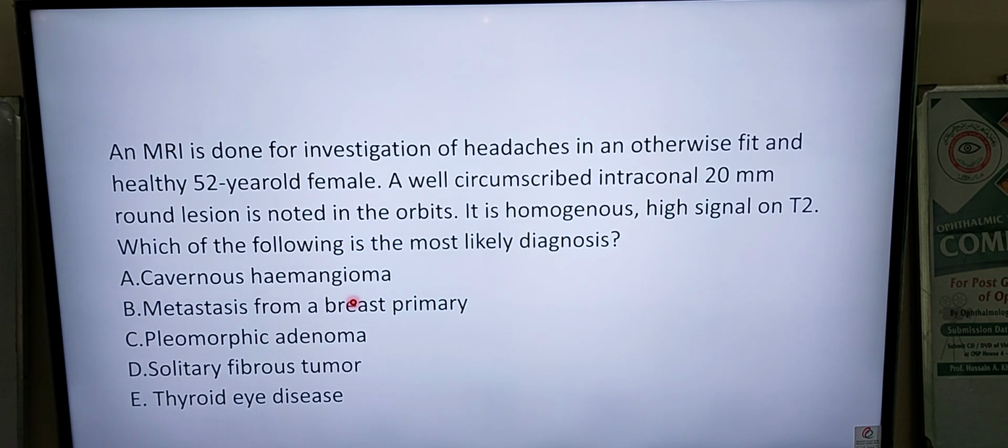An MRI is done for investigation of headaches in an otherwise fit and healthy 52-year-old female. A circumscribed intraconal 20 mm round lesion is noted in the orbit. It is homogeneous, high signal on T2. Which is the most likely diagnosis? Cavernous hemangioma, metastasis, pleomorphic adenoma, solitary fibrous tumor, or thyroid eye disease.